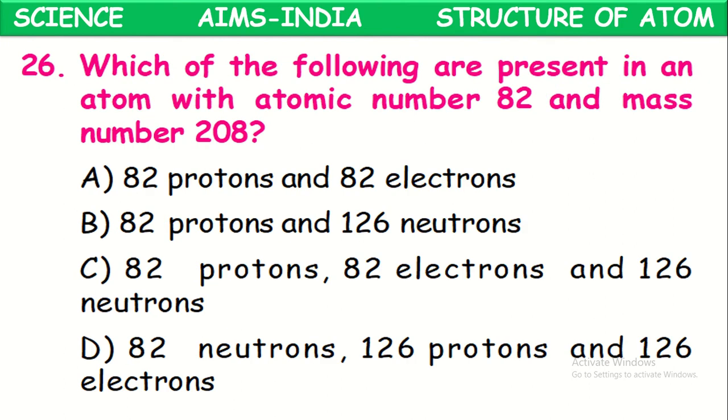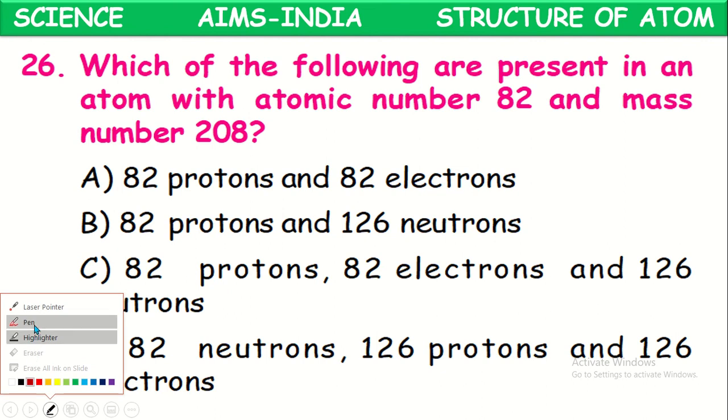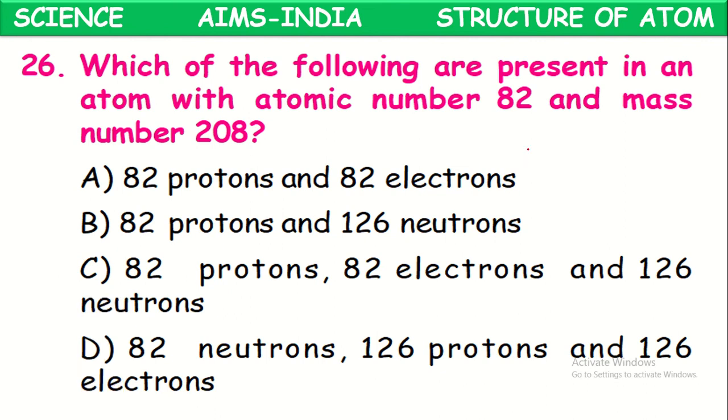Next, which of the following are present in an atom with atomic number 82 and mass number 208? See here, atomic number and mass number are given. Let us try to find the number of protons for this atom. How can we say the number of protons? Based upon the atomic number. Its atomic number is 82. And the number of electrons also will be equal to the atomic number, that is 82.